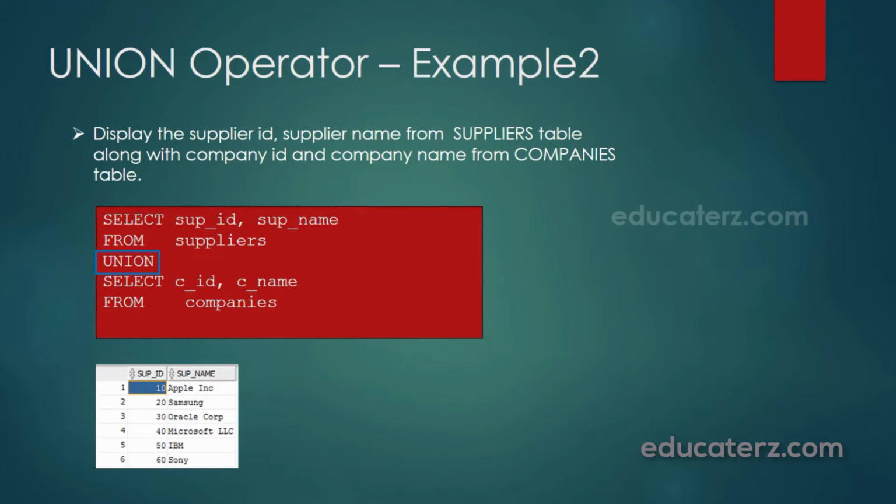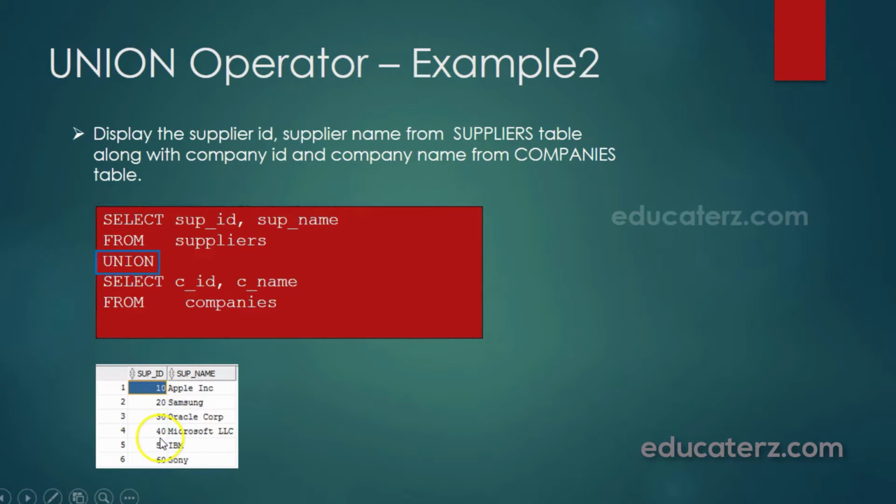The example requirement is to display the supplier ID and supplier name from the suppliers table along with company ID and company name from the companies table. Here we write two queries using the union operator. From the first query we are selecting two columns from the suppliers table, and the second query is a select statement consisting of two columns, company ID (CID) and CNAME, from the companies table. If you execute these two queries combined with a union operator, you will get this result. The result set is shown here.